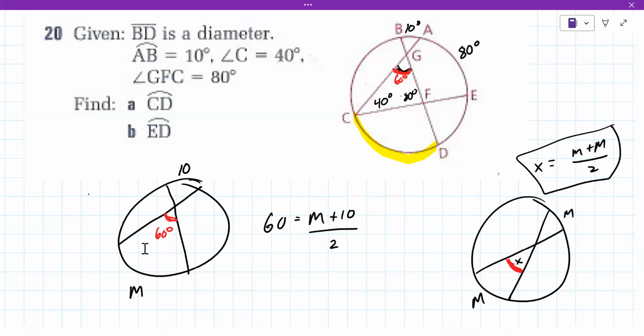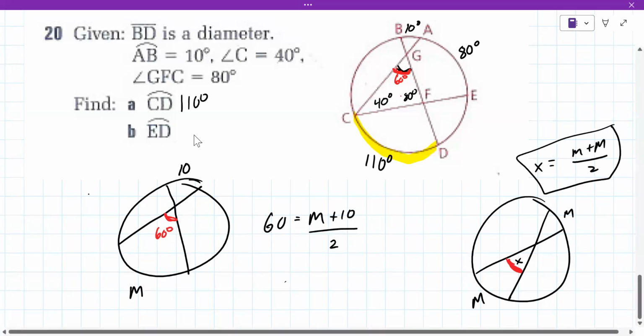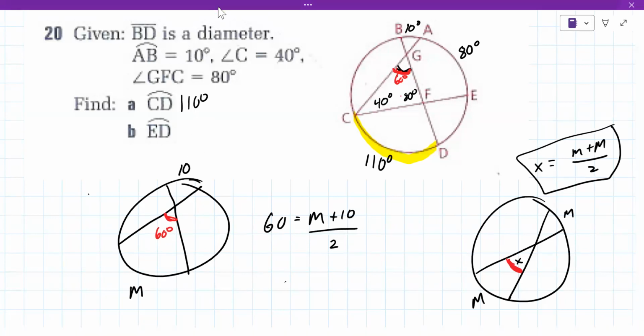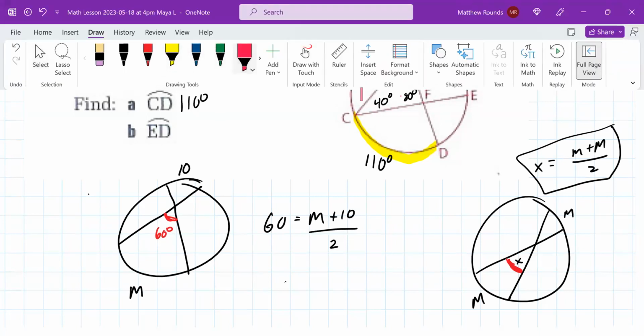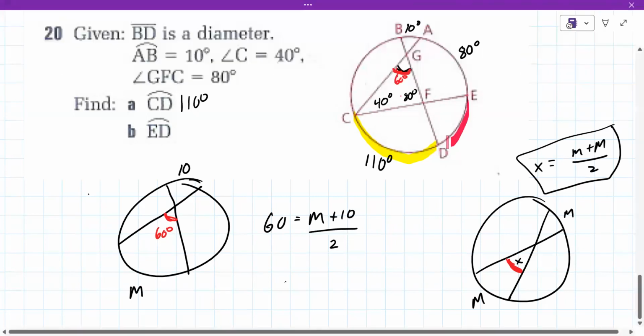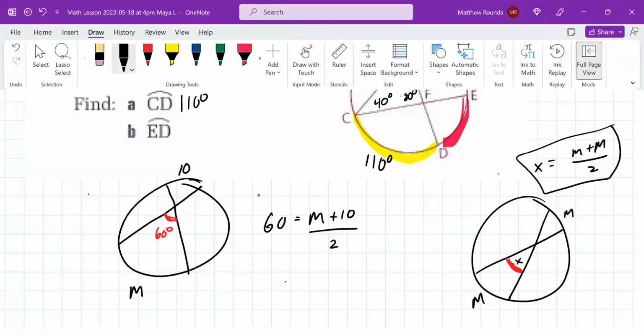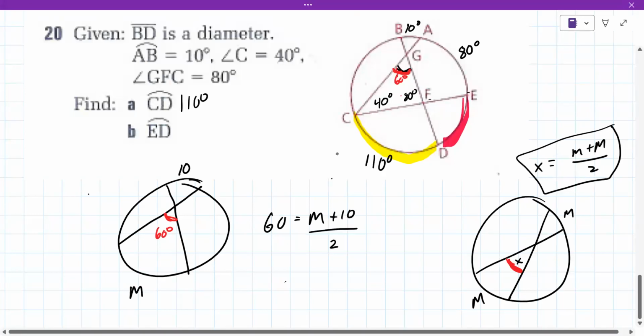Okay, I got 110 degrees. I agree. So that's 110 degrees. That's C to D. All right, now to find E to D. E to D is a little more difficult. It's this over here. So what we really wish we knew was the angle E to F to D right here. Do we know E to F to D?